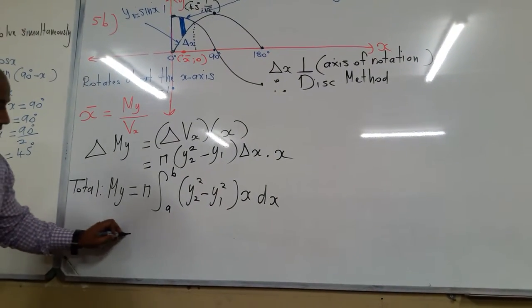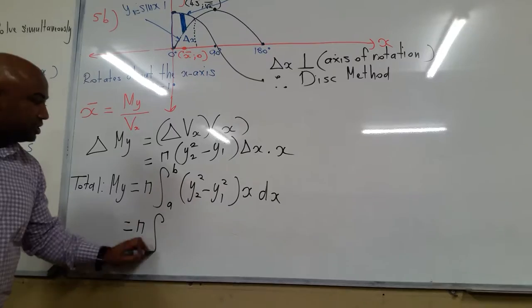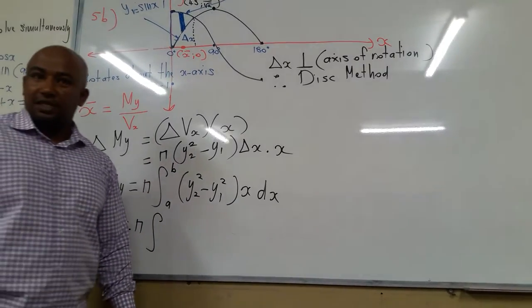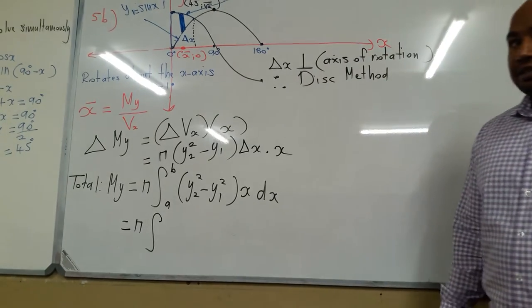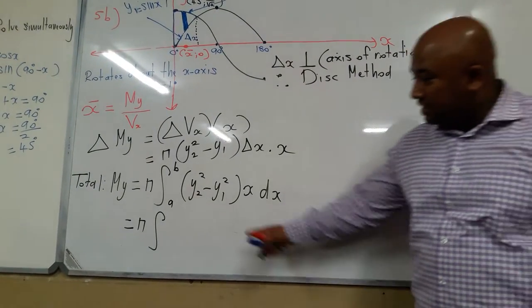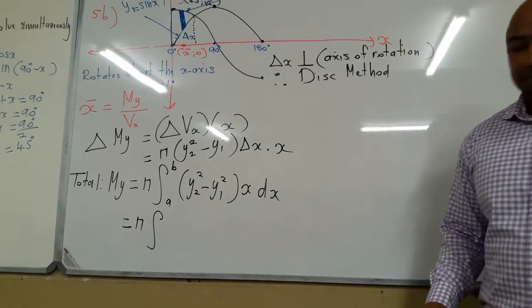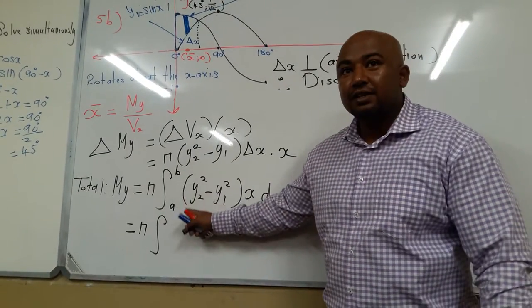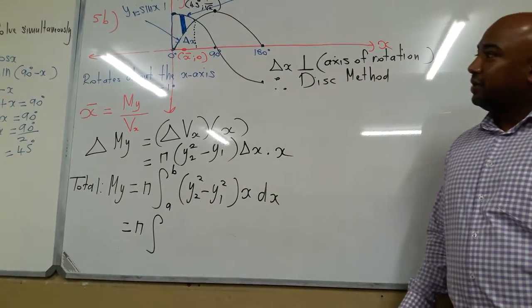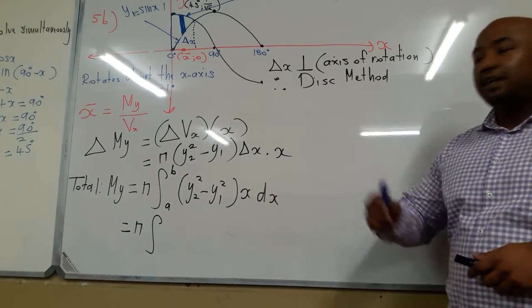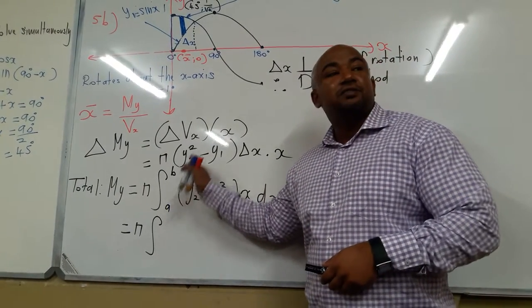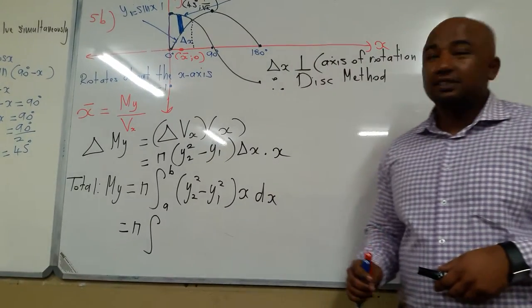So now, we need to substitute our values. And we need to substitute. We haven't even substituted yet. So what is our b and a? Where does the area begin? Where does it end? What is the x value at where it begins? The x value at where it ends?